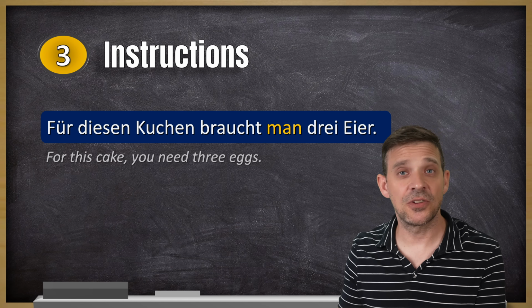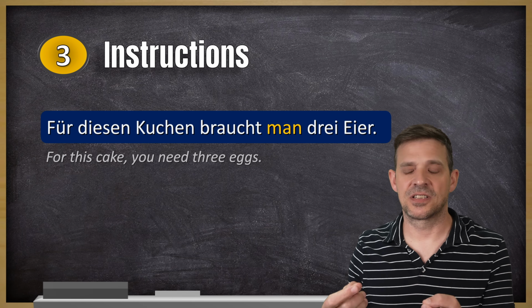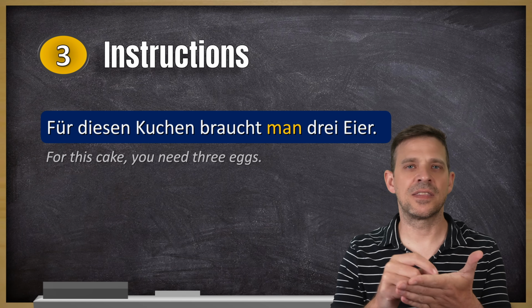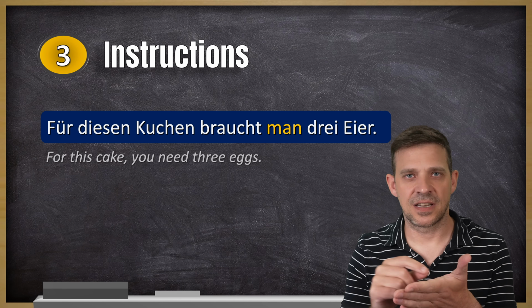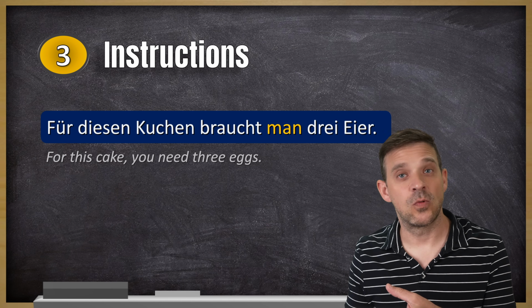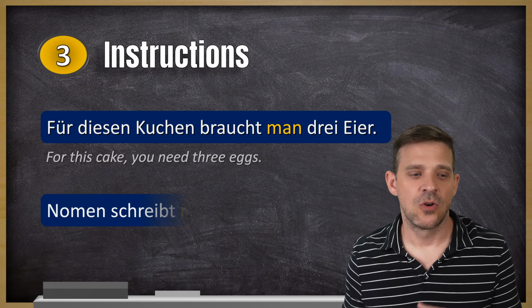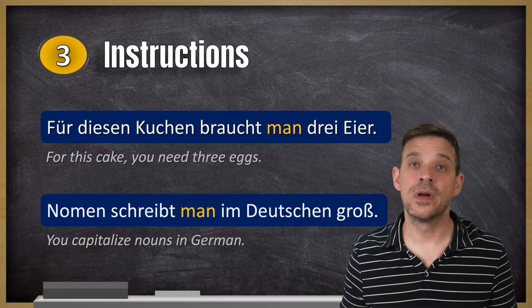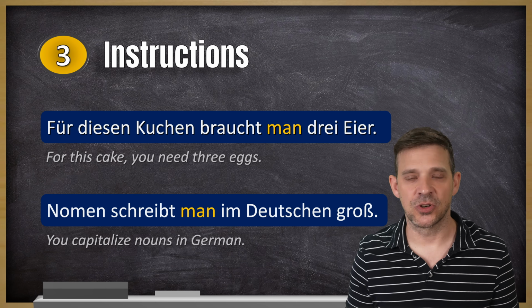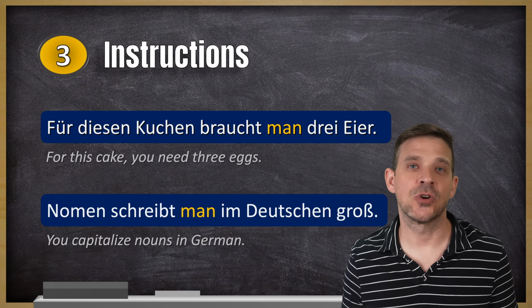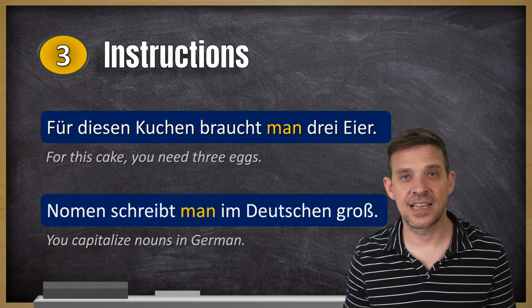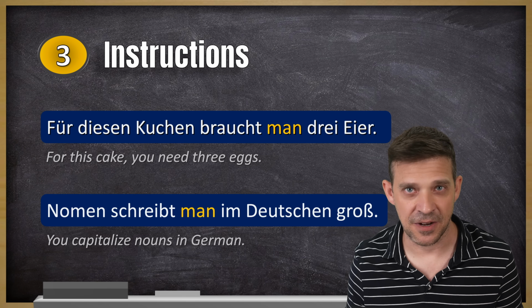Then the answer is also with man often. You can just say, zuerst kocht man das Wasser für 10 Minuten. First you do this, and then you do that, and it's always with this man. Or, general one, Nomen schreibt man im Deutschen groß. You capitalize nouns in German.